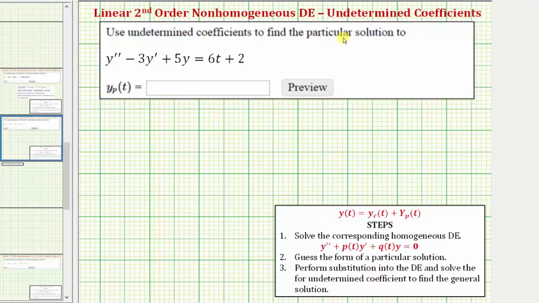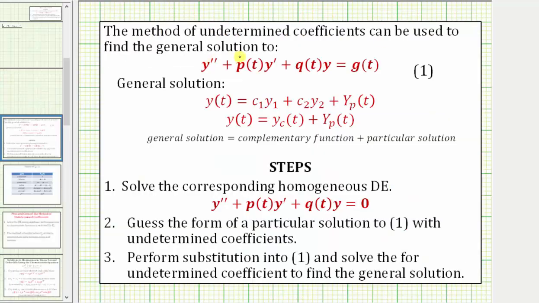Notice how the given differential equation is a linear second-order non-homogeneous differential equation. The method of undetermined coefficients can be used to find the general solution to a differential equation in this form here, which again is a linear second-order non-homogeneous differential equation.